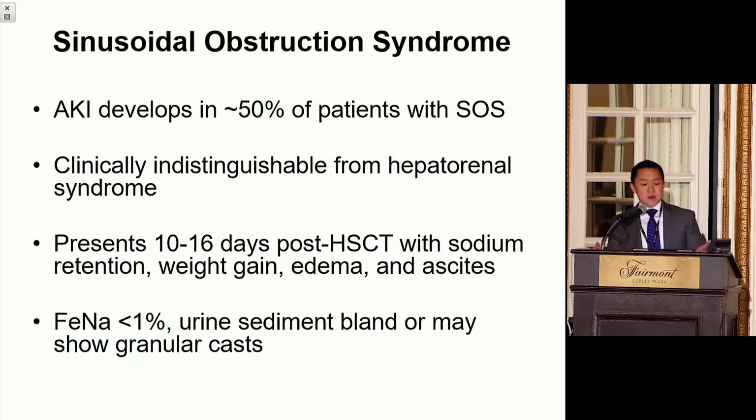Acute kidney injury develops in about half of these patients. Clinically, these patients look like they have hepatorenal syndrome. The AKI typically presents about 1.5 to 2 weeks after the transplant. The patients have sodium retention, weight gain, and edema and ascites. If you check the urine, they almost always have a low FeNa, just like patients with hepatorenal syndrome. Urine sediment is typically bland, but if this process continues for long enough, they may develop ATN and you might see some granular casts.